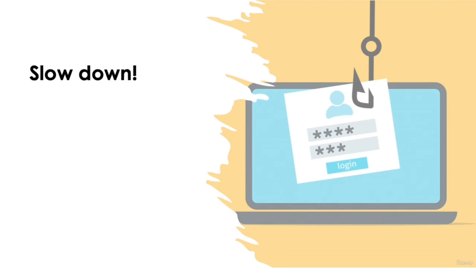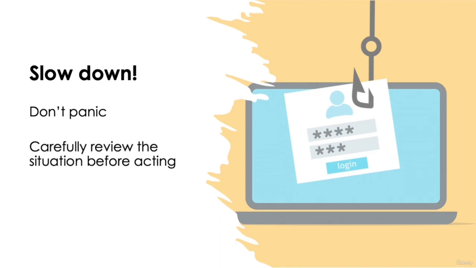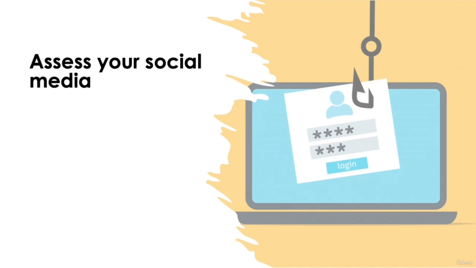Slow down. As we discussed, social engineering tactics are designed to make you panic, to act first and think later. In any situation which requires you to act urgently to resolve issues, just take a step back and carefully review the situation beforehand. Always remember, if something were incredibly urgent, it's unlikely you would hear about that from an unknown source. Assess your social media.